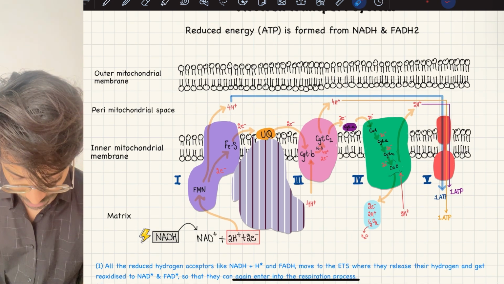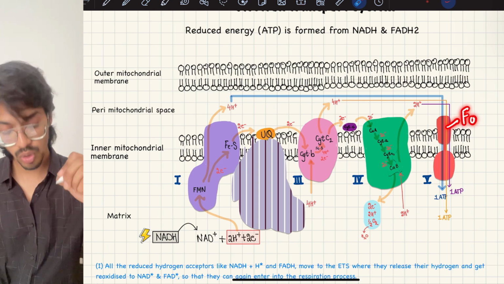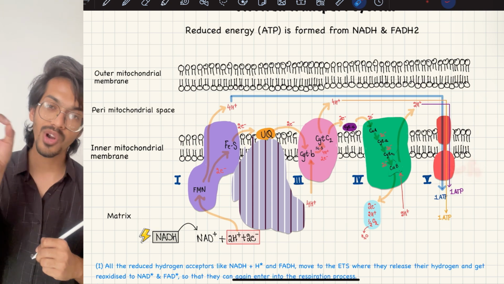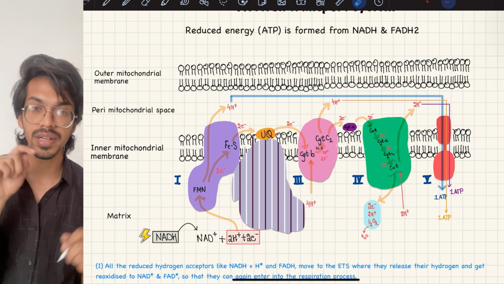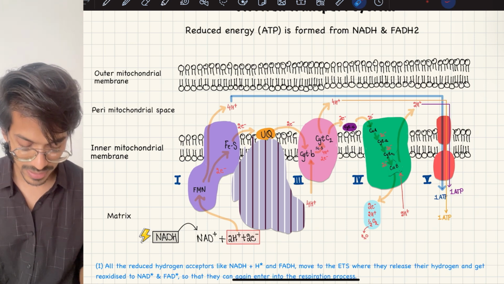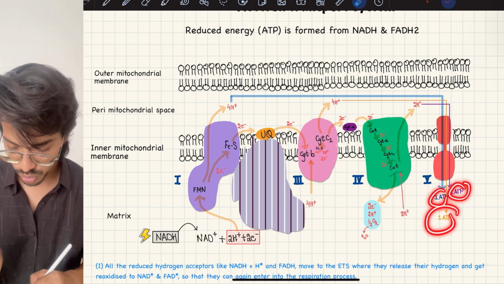Here remember this point: this part, which is embedded in the membrane, is the F0 particle of the complex, whereas this is the F1 particle of it. So the F0 particle is an integral part of the membrane. F1 is present towards the matrix and ATP will be forming inside the matrix. This was the one thing.